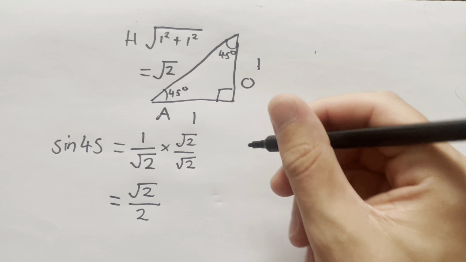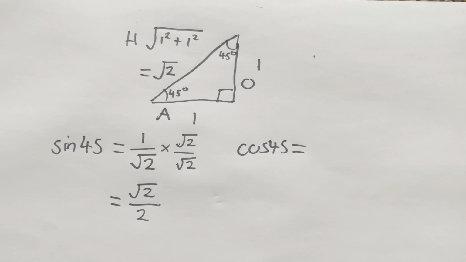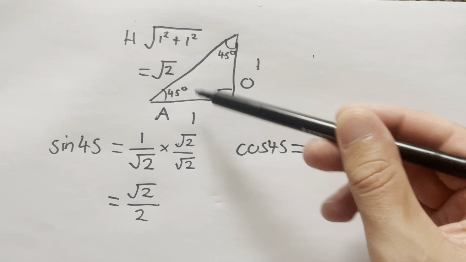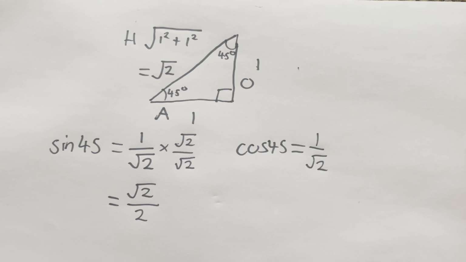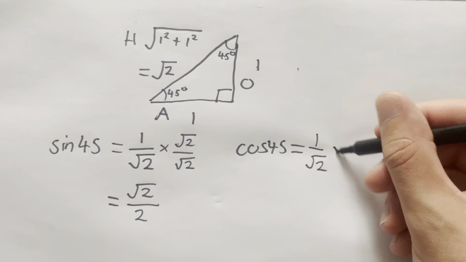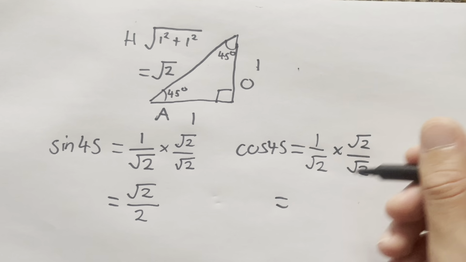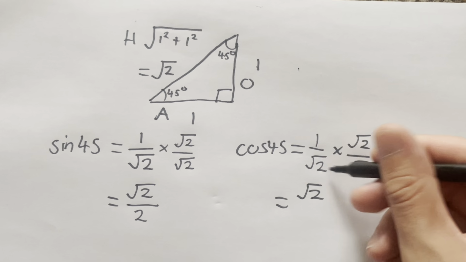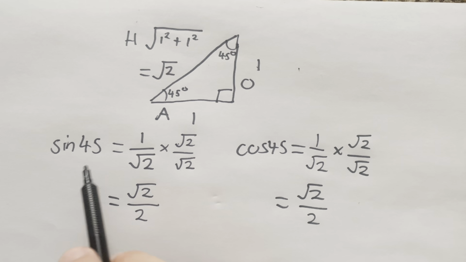Now let's do the same for cos. This time we're using the adjacent over the hypotenuse, but actually we see it works out the same. The adjacent is 1, the hypotenuse is root 2, so we also get 1 over root 2. And again, if we rationalize that denominator, multiply it by root 2 over root 2. On the top, we get root 2. On the bottom, we get root 4, which is just 2. So we see that sine 45 and cos 45 work out the same. They both become root 2 over 2.